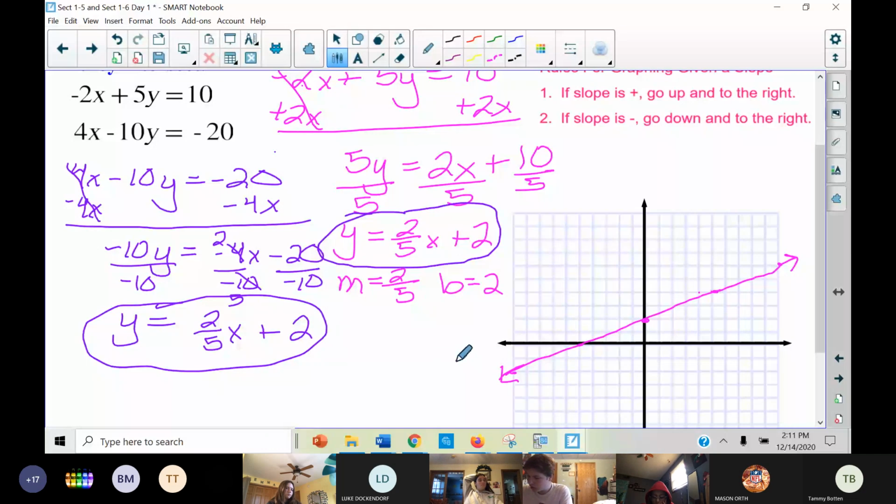They are the same line, and when they're the same line, you can't graph one on top of the other because they are the same line. And what happens is every point on that line is a solution to this equation. So what your answer would be is infinitely many solutions.